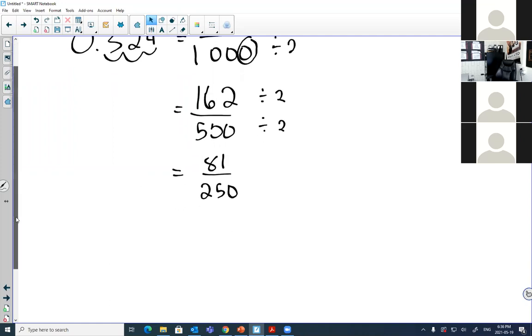Okay, now the problem with 81 is it's not an even number anymore. It is divisible by 9. It is divisible by 3. So then you have to look at the 250. Is that divisible by 3? Is that divisible by 9? I don't see any of those in there.